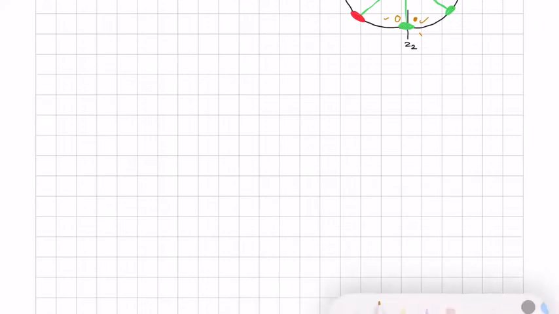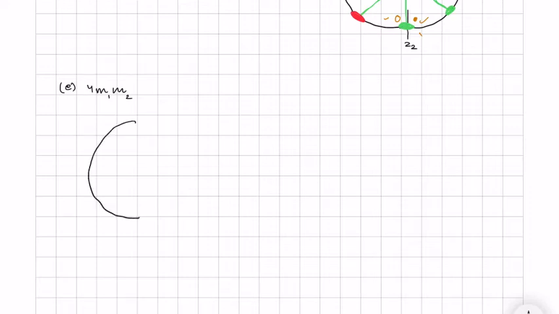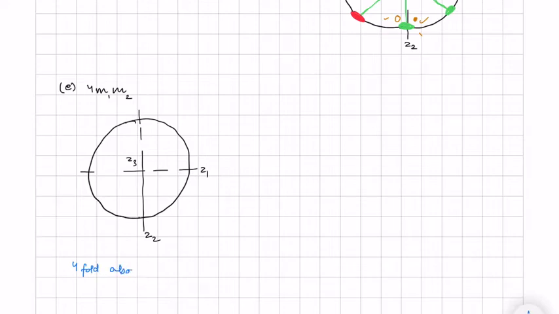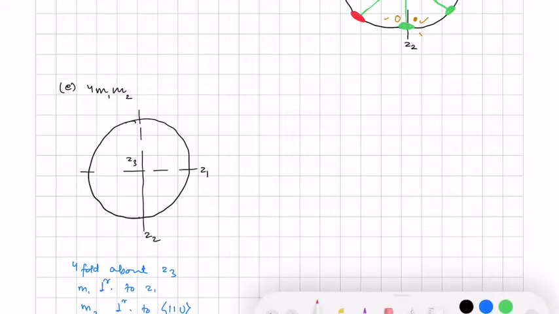So next, the fifth point group we have is 4mm. Let us mark these as m1 and m2 for clarification. So z1, z2, z3. So here your 4-fold about z3, m1 perpendicular to z1 and m2 perpendicular to 110. So this is the 4-fold.